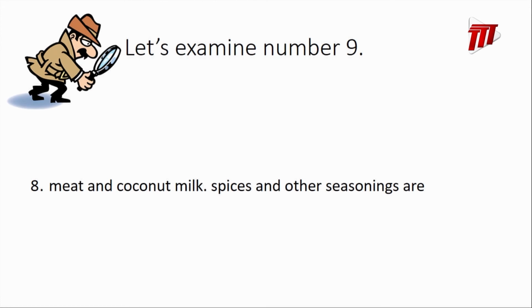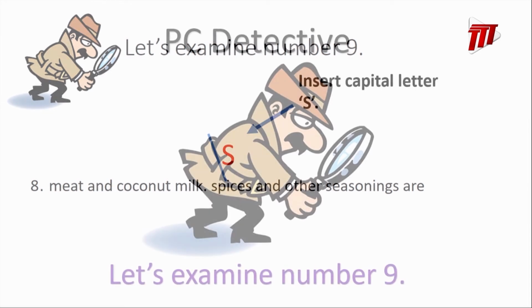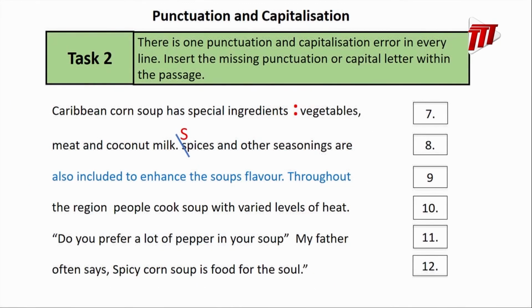Yes? Meat and coconut milk, full stop, spices and other seasonings are. We have a full stop in the middle of the sentence or the line. What comes after a full stop? Yes, a capital letter. And if you did not do that, you need to revise your rules. So it has to be a capital S for spices. And you put it in the passage where it is needed. So you cross out the common S and you write in your capital S.